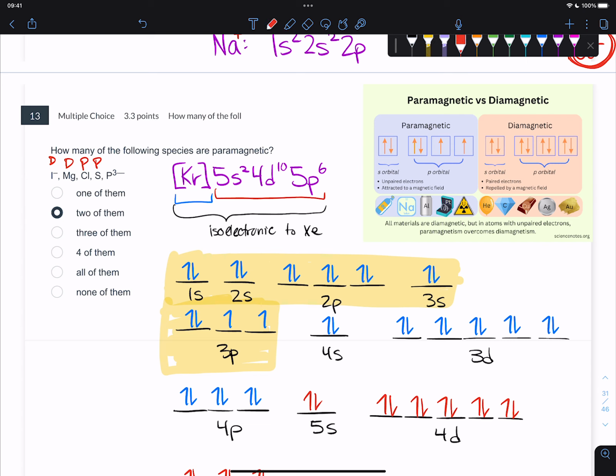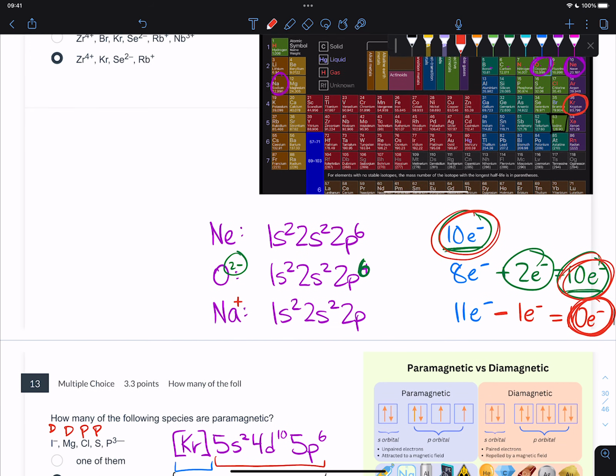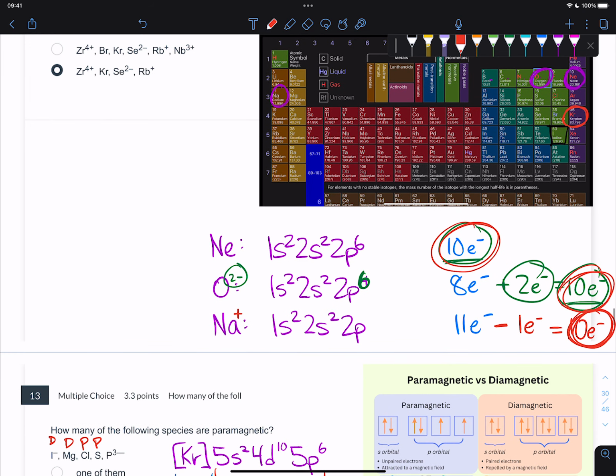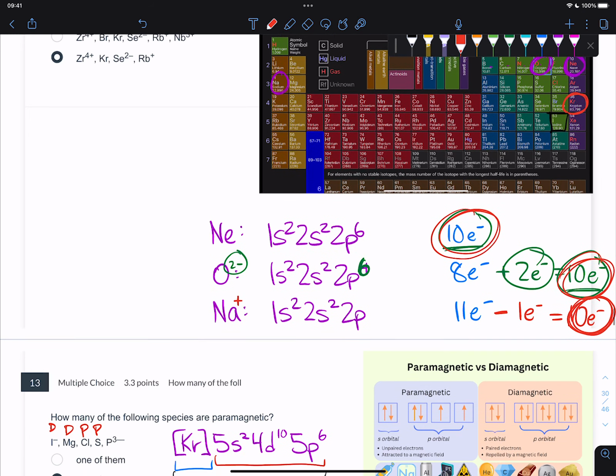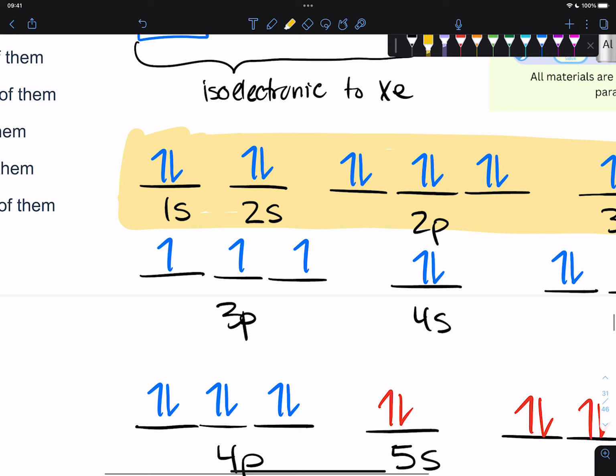And then you have the phosphide ion. So phosphorus is even one to the left of sulfur, but since it gains 3 electrons, let me back up and say this. This is what sulfur would look like normally. Pure neutral phosphorus, I should say phosphorus. So phosphorus would be this. It would be very clearly paramagnetic if it were neutral phosphorus.